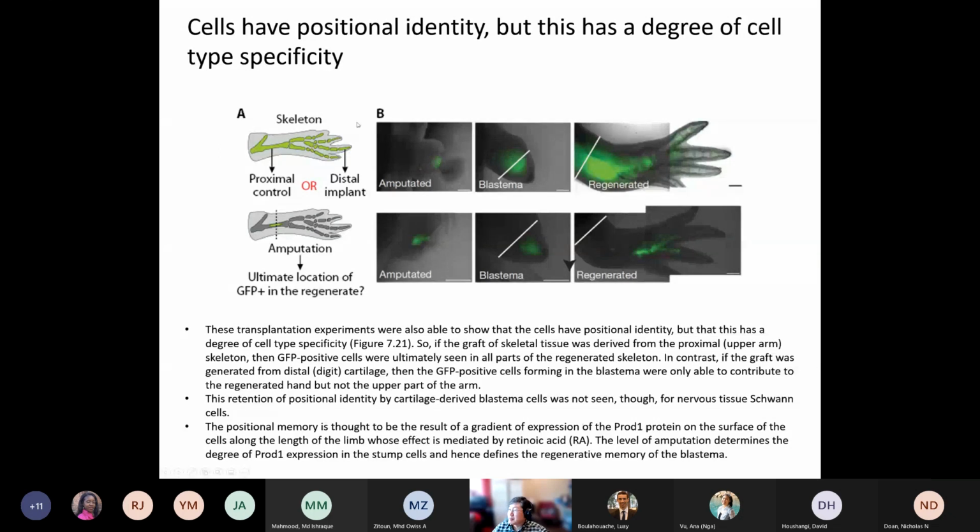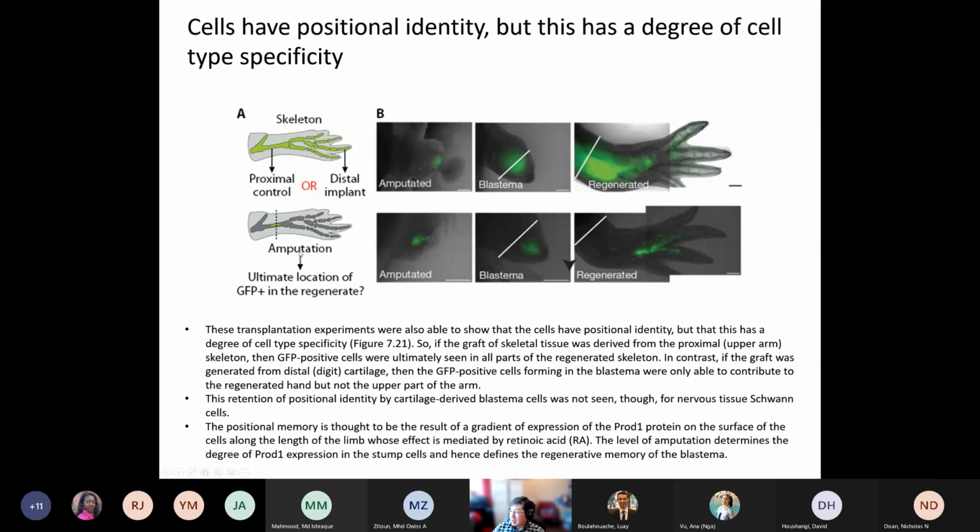Okay, let's observe this experiment. So basically, it's a similar transplantation. You remove a piece of the donor, which is green, you put it into this recipient, but now you do an amputation right in the middle of that transplanted green bone.